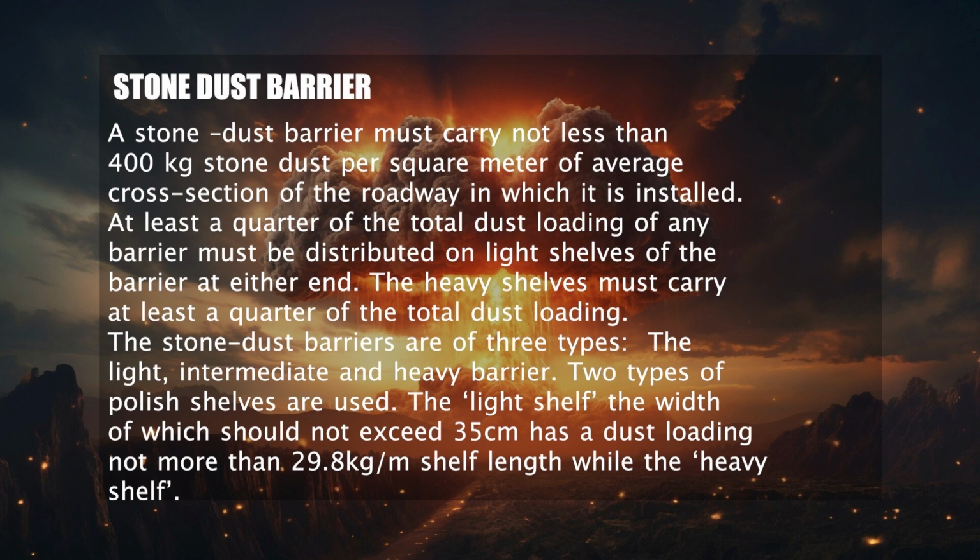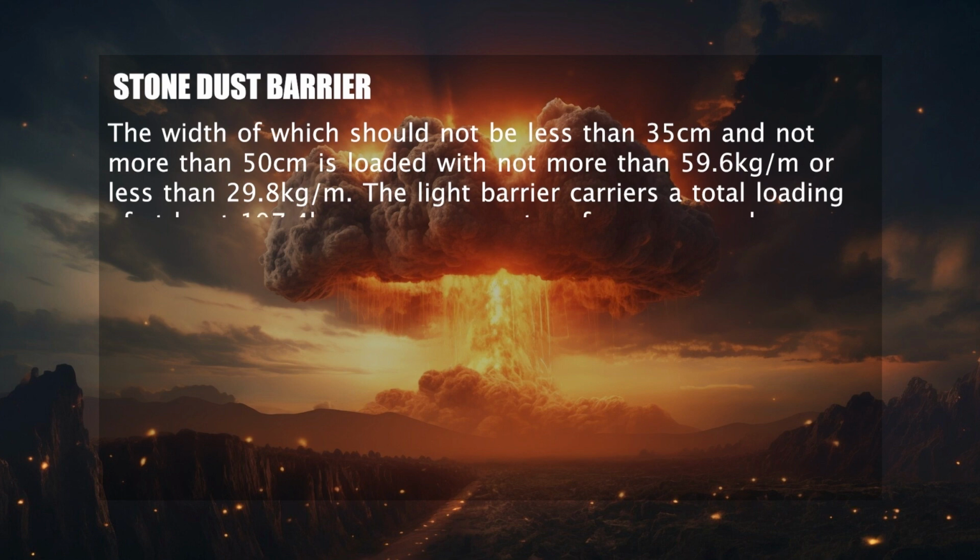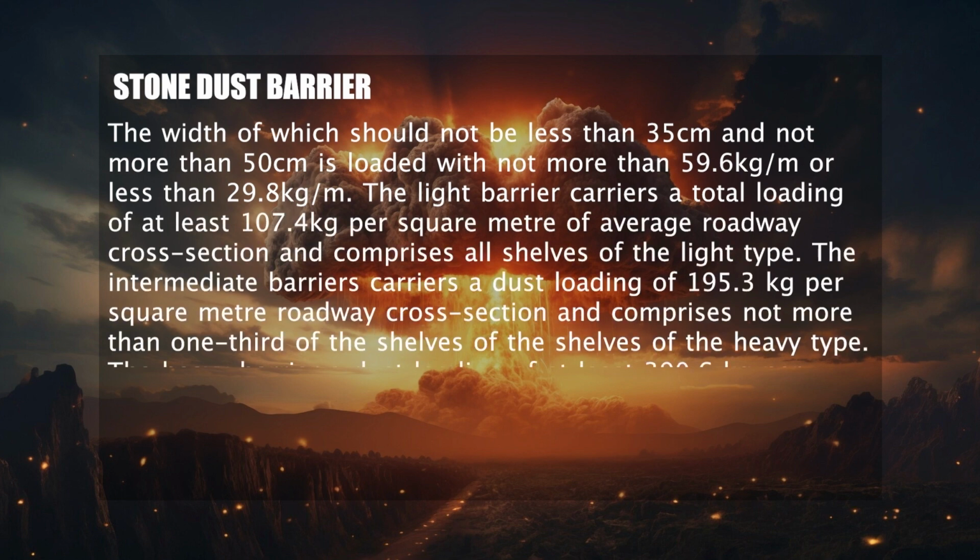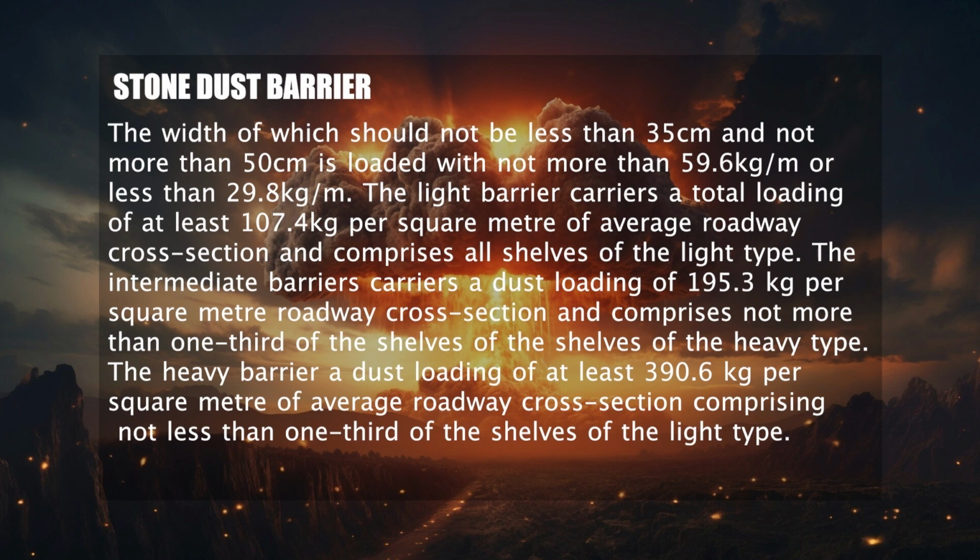The light shelf, the width of which should not exceed 35 centimeter, has a dust loading of not more than 29.8 kg per meter of shelf length, while the heavy shelf, the width of which should not be less than 35 centimeter and not more than 50 centimeter, is loaded with not more than 59.6 kg per meter or less than 29.8 kg per meter. The light barrier carries a total loading of at least 107.4 kg per square meter of average roadway cross section and comprises all shelves of the light type.